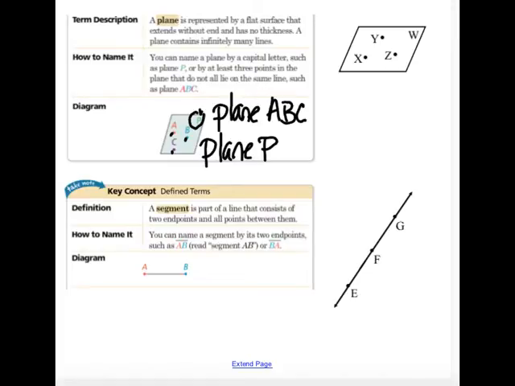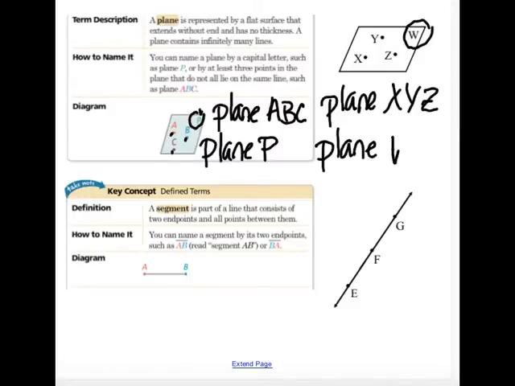Okay, so look at the top right. We have a plane. I can call it any order with these 3 points. I'm just going to call it plane XYZ. You could call it plane YXZ, ZYX, anything like that. Also, just like the last one, this W doesn't have a dot next to it, so I know that's the name of the plane, so I can also call this plane W.